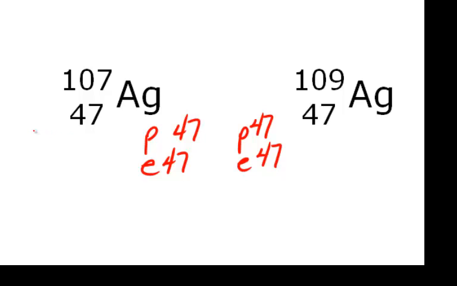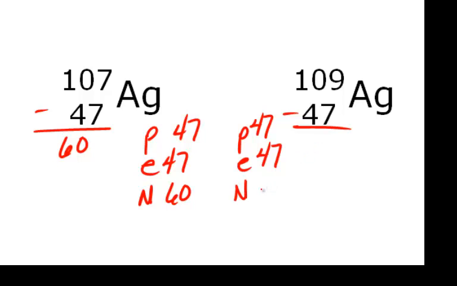And setting it up this way, if we simply subtract 47 from 107, this silver atom has 60 neutrons, where if we take 47 from 109, this silver atom has 62 neutrons.